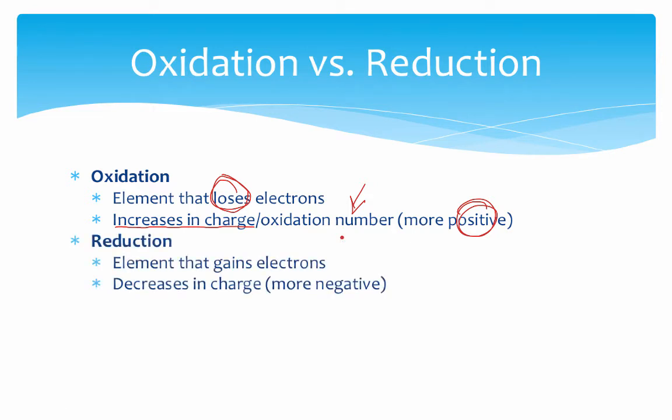Reduction is the opposite. These are atoms that gain electrons in the process, which causes a decrease in their charge, and those guys become more negative. And you always have to have both of these. You always have both. If you consider our ideas of conservation of matter, we can't have something losing an electron without something else necessarily gaining one in the process.